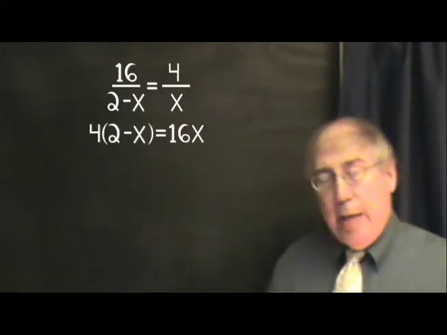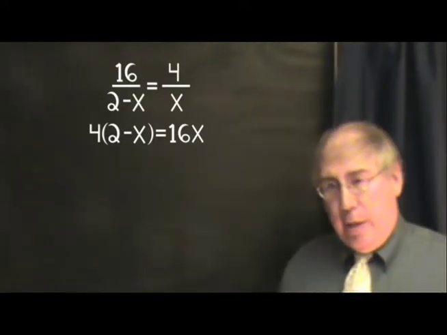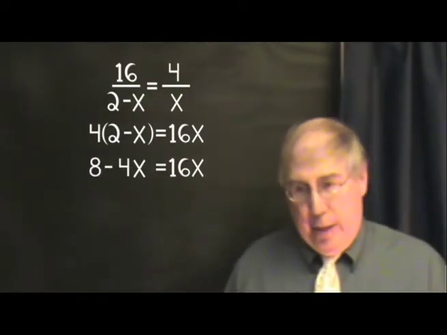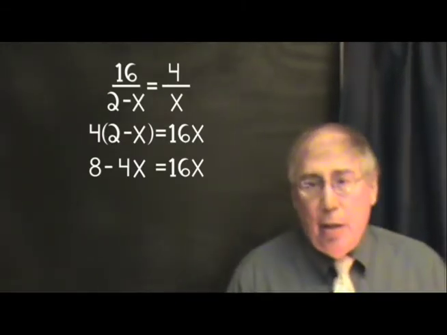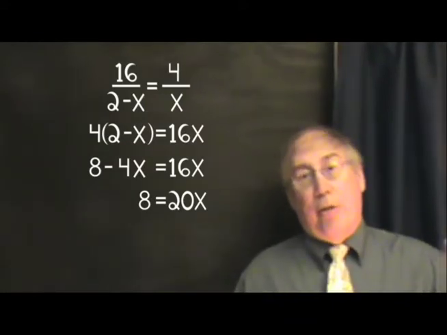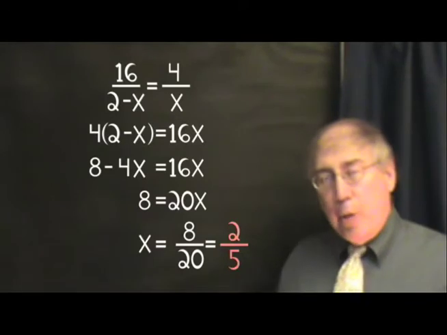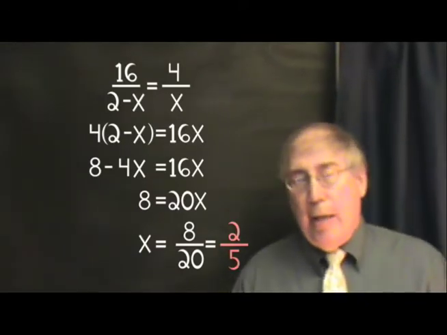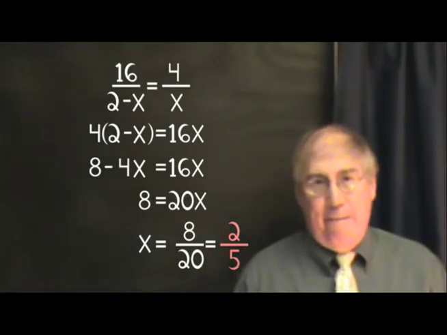Now on the left hand side you can apply the distributive property, multiply 4 by the 2 minus x, and that will give you 8 minus 4x, and then on the other side 16x. Now let's add a 4x to both sides so we can get rid of that negative 4x on the left hand side. And we get 8 equals 20x, divide through by 20, and you eventually get 2/5 as your answer.